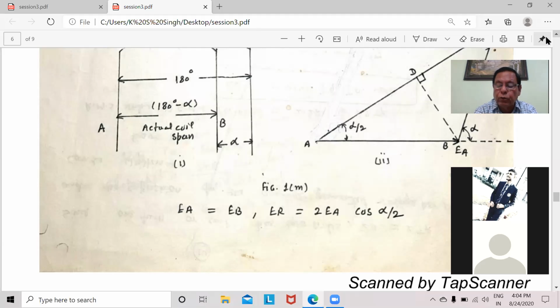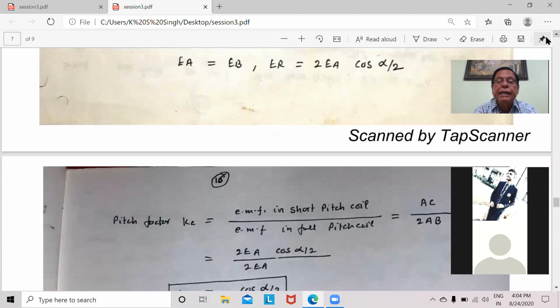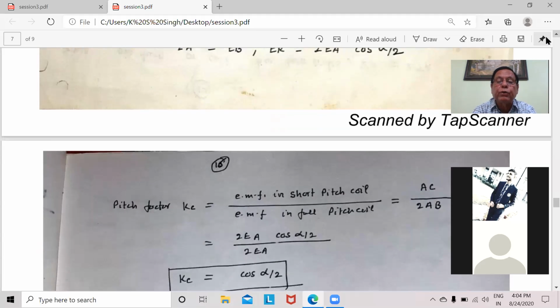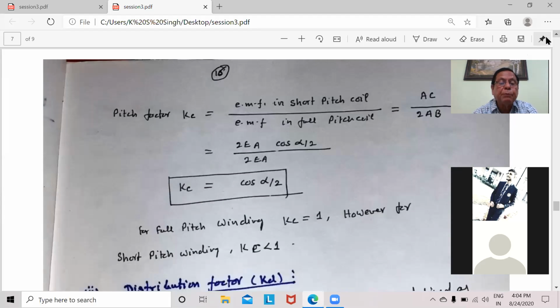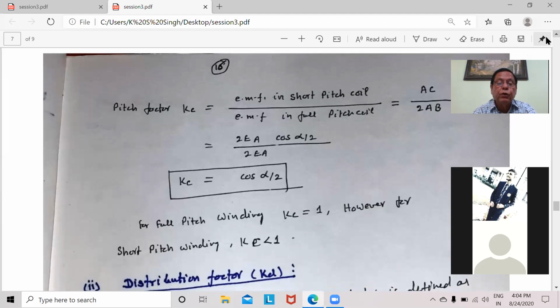If you put this value in the expression, AC upon 2AB, that is 2EA cos alpha by 2 upon 2EA. For the pitch factor, this is the formula: Kc is equal to cos alpha by 2, where alpha is the angle by which the coil is short pitched. For full pitch winding, Kc is always equal to 1, and for short pitch winding, Kc is less than 1.